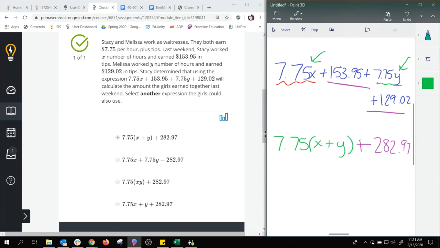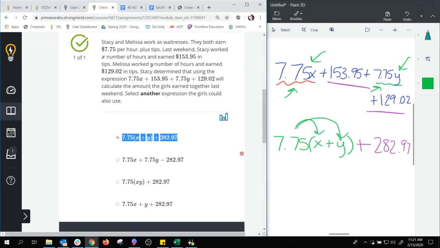And what we did was we just factored out that 7.75. And if we were to check it, we could multiply this 7.75 back in. And when we do that, we'd get both of these terms up here that we have. So we want to pick that 7.75 with parentheses x plus y and then plus 282.97.